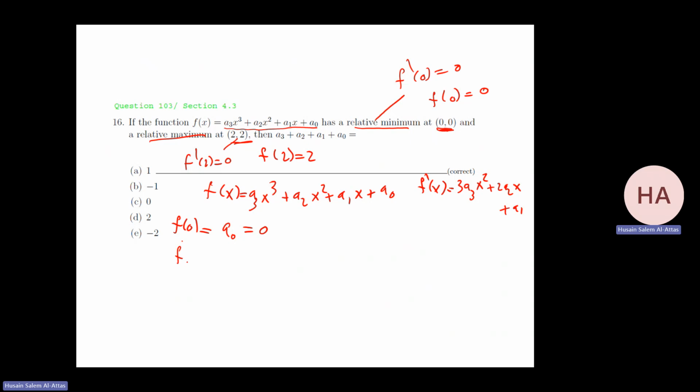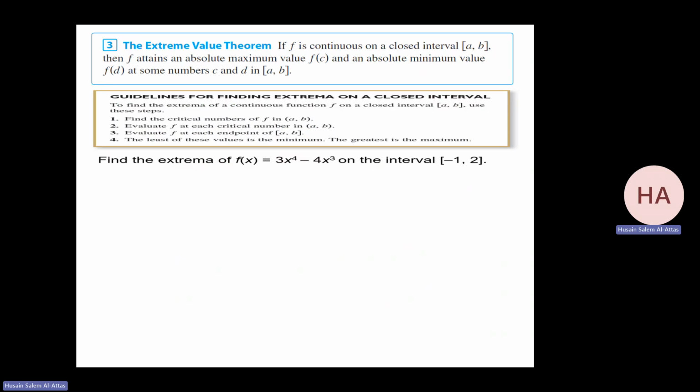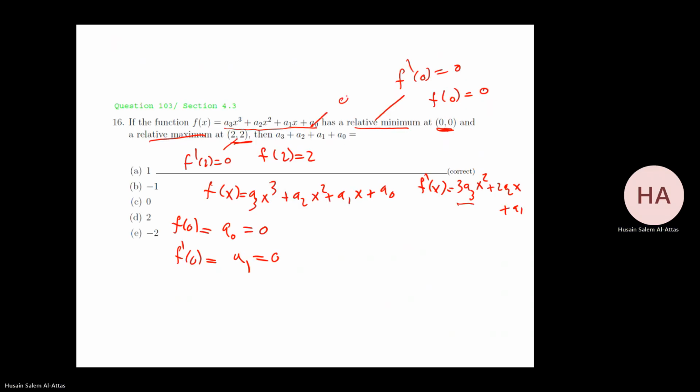f prime at 0 give me what? I have this 0, 0, it's a1 equals 0. Good. So I'm getting rid of a0 and a1. So this is 0 and this is 0. So my function will be this, a3 and a2. Now let me try to find a2 using this. f of 2 equal to, these are zeros, so no need to worry about it. This one is also 0.